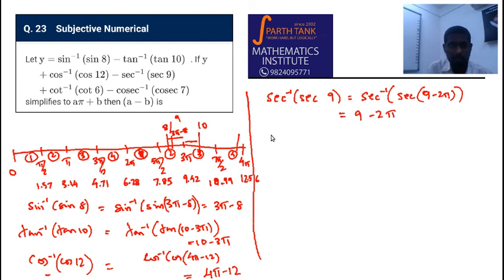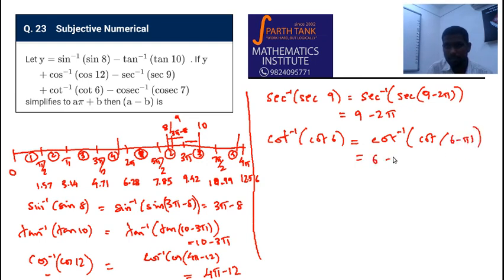Then cot inverse of cot 6. Again, now cot 6 is somewhere here, fourth quadrant, cot is negative, so again it needs an obtuse angle. So I keep cot inverse of cot 6 minus pi, this obtuse angle I take. So this is 6 minus pi.